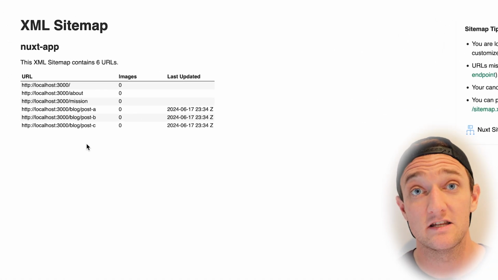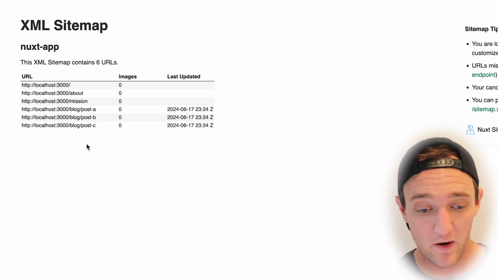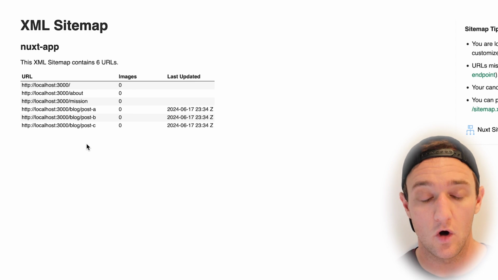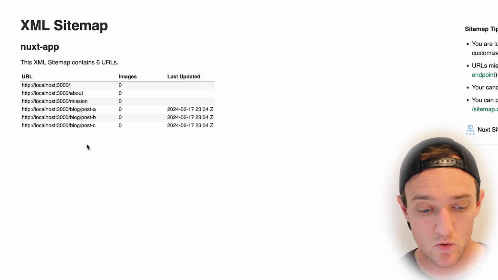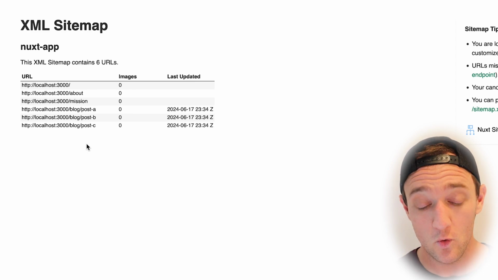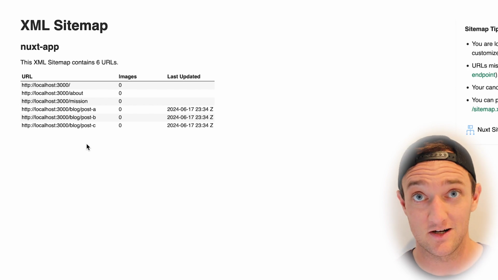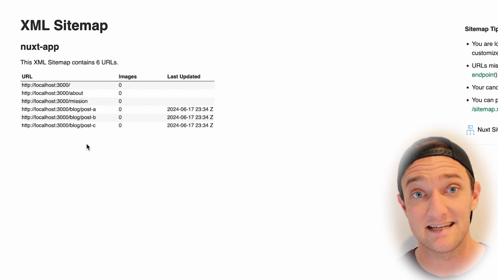You can imagine this becomes very, very powerful when you have hundreds, thousands, millions of users creating data, and you want all of that differentiated into lots of different routes that Google Search Console can give you super good SEO for.